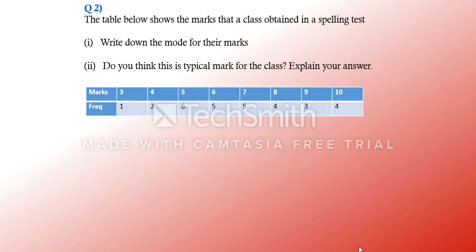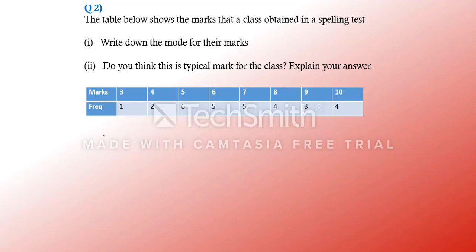Let us look at another example. The table below shows the marks of a class obtained in a spelling test. Write down the mode for their marks. Do you think this is a typical mark for the class? Explain your answer. The first part of the question is fairly simple. Let us understand this table. What is tabulated over here is the marks obtained and the frequency, as in the number of students who obtained those marks. So which means 2 students obtained marks 4, 6 had obtained marks 5 and so on and so forth.